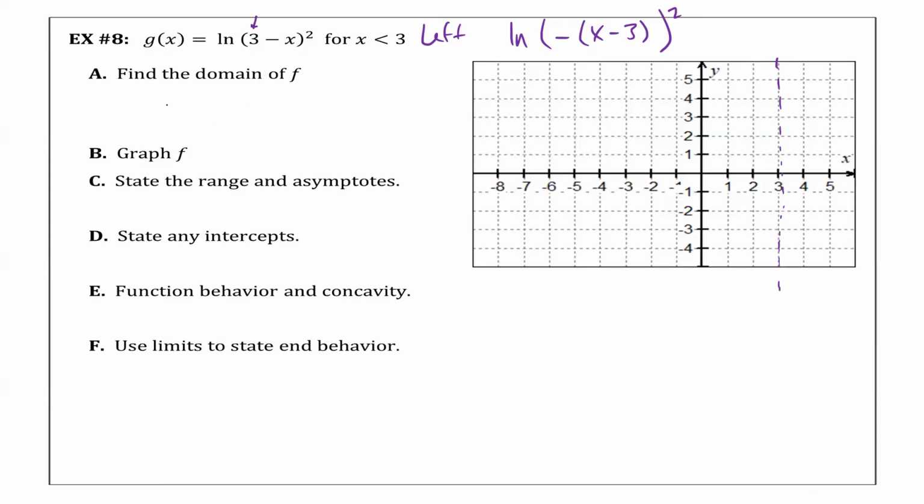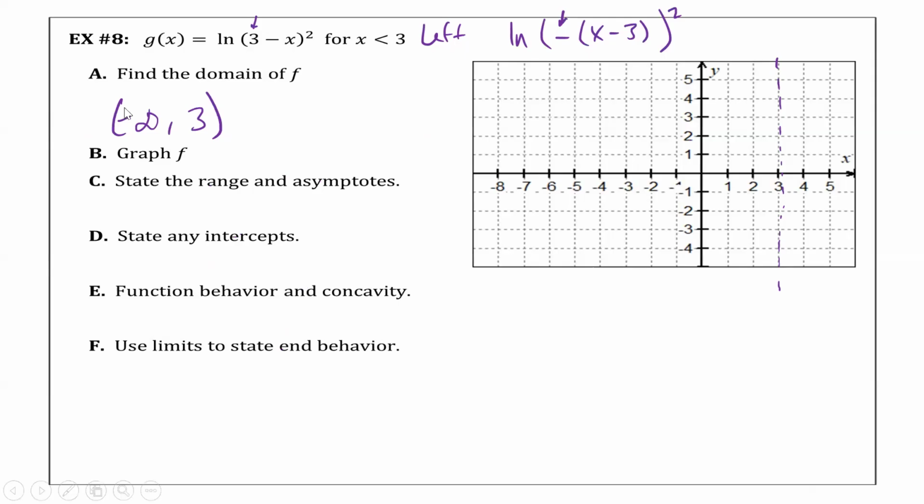See it? Yeah. So find the domain. Well, it told us that we're only going up to 3, right? So we're only going up to 3. And now that I see that this negative in front lets me know that there's a reflection over the y-axis. Instead of 3 being my starting point, 3 is now my ending. Does that make sense? So my domain starts at negative infinity and it works its way up to 3.